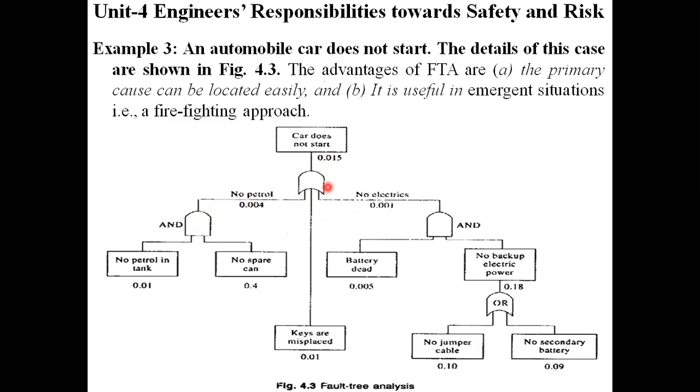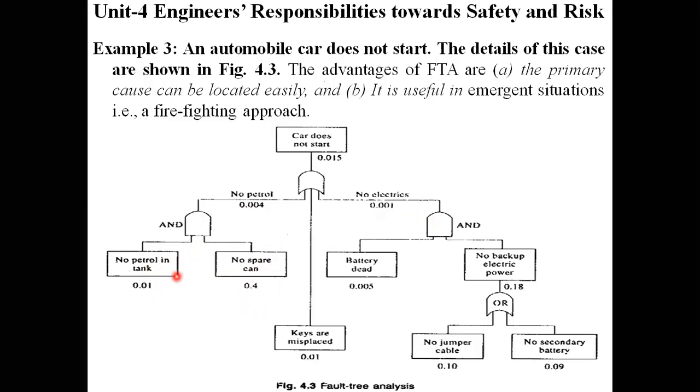Next, we are using OR logic here. No petrol case probability is 0.004, and no electric supply probability is 0.01. And again it is given to AND logic. In that AND logic we need to multiply these two parts, that is no petrol in tank as well as no spare can. The probability of no petrol in tank is 0.01, and no spare can is 0.4.